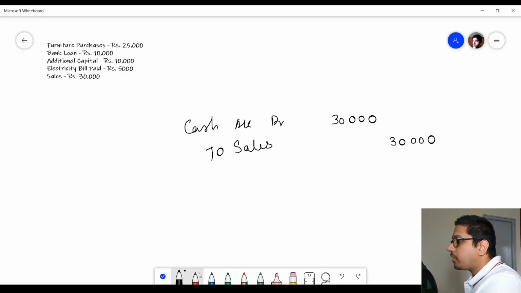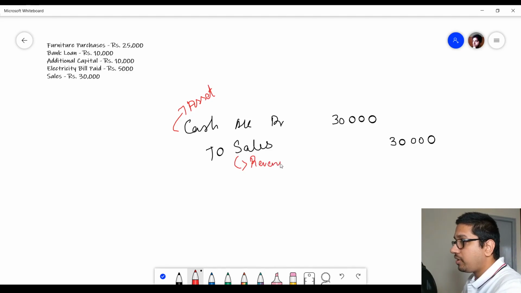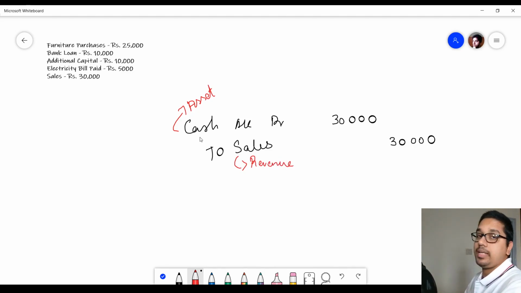Now the logic of this transaction is that cash as an asset is increasing in the business, and you all know that any asset that is increasing in the business has to be debited. And sales is a revenue in the business. The logic of accounting is that any revenue, when it is increasing, has to be credited. So sales as a revenue is being credited, for which you're reflecting a transaction in cash of rupees 30,000 being increased.